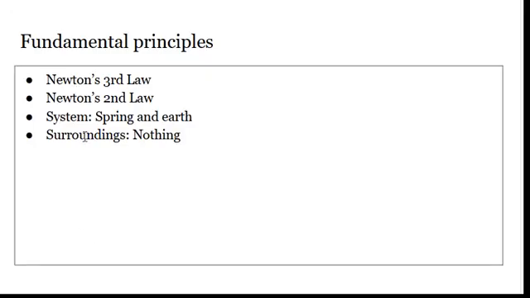The principle says that whenever you apply a force on an object, it pushes back with the same force in the opposite direction. When you stretch a spring, you pull on the spring, and the spring pulls back on you with equal strength. That is Newton's third law, the equal and opposite spring force. The system in this lab is the spring and the earth, and the surroundings would be nothing.